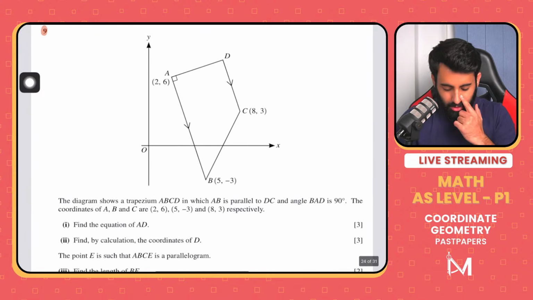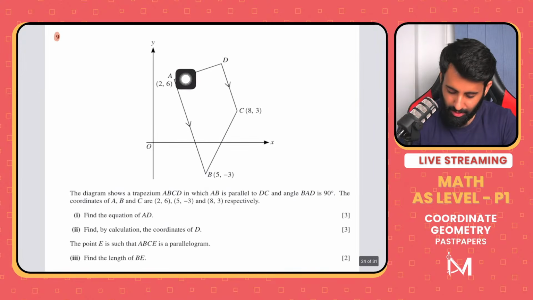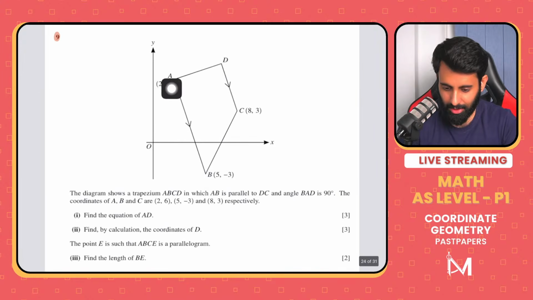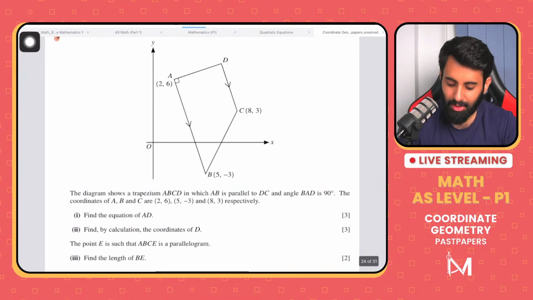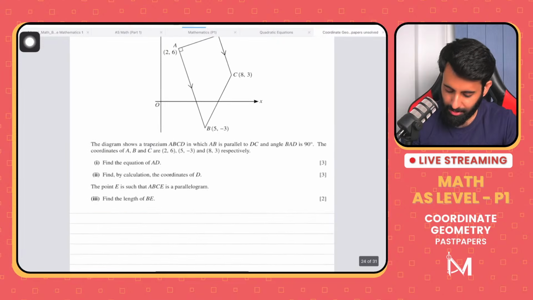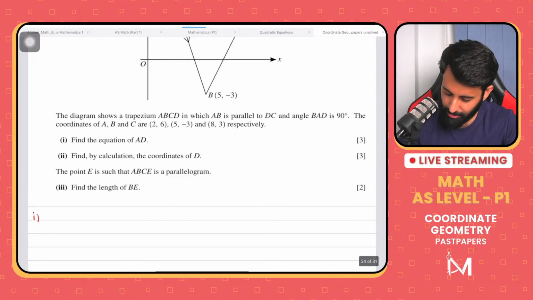Okay. So if I want to find the equation of line AD, that means I need to find the gradient of AD. But I can't do that directly, so I will first find the gradient of AB and then take the negative reciprocal of it. Why? Because line AD is perpendicular to it. Okay. So let's write the information down. We're doing part 1 now.